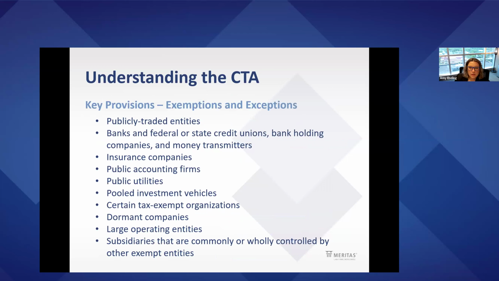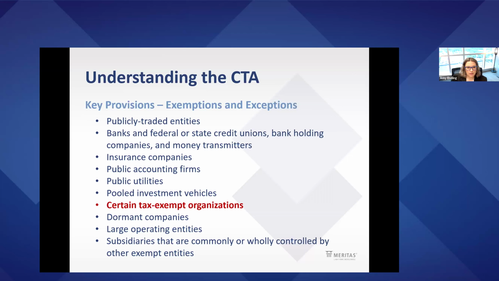Great, thank you, Lucas. So now that we've learned what a reporting entity is, the next piece is the exemptions and exceptions to that reporting company label. As you'll see from this list, most of the exemptions or exceptions are for entities that have other reporting obligations to the federal government: publicly traded entities, banks or bank holding companies, insurance companies, accounting firms, utilities. Those entities are exempt because they already have other reporting obligations to the federal government.